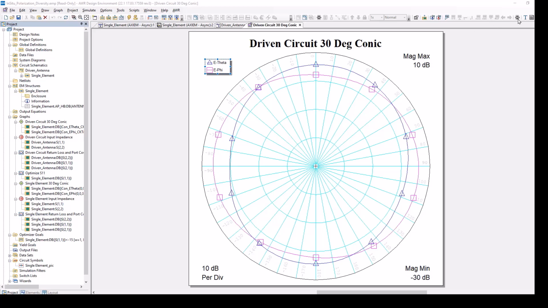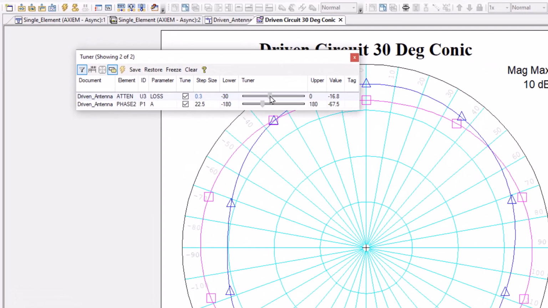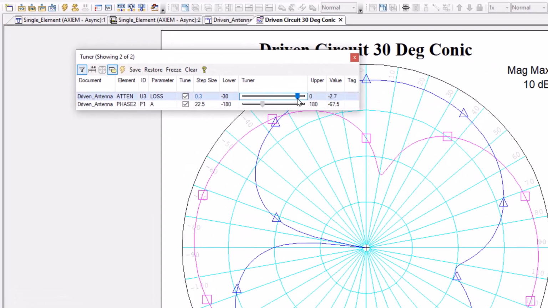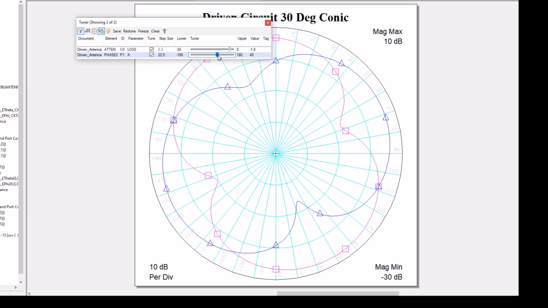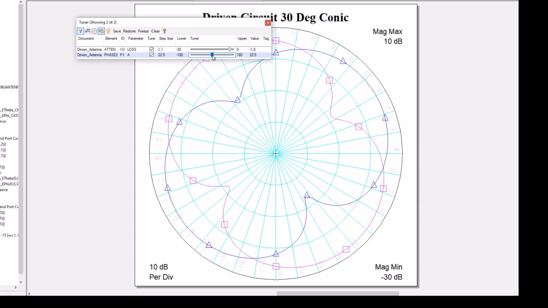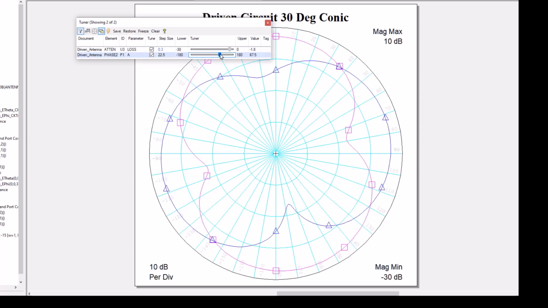Now remember that I can tune the attenuation and phase of the driving circuit. And so as I, for example, decrease the attenuation, you can see that we're getting both radiators influencing each other quite a bit, and the pattern is changing. I'm changing here the phase between the two driving elements.